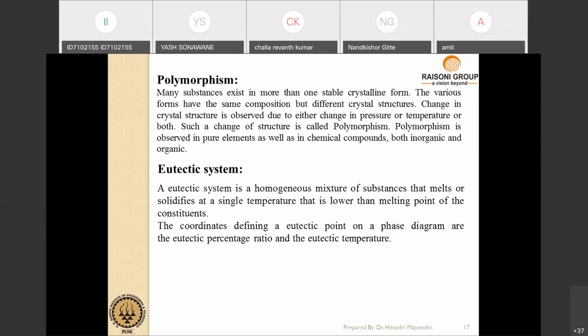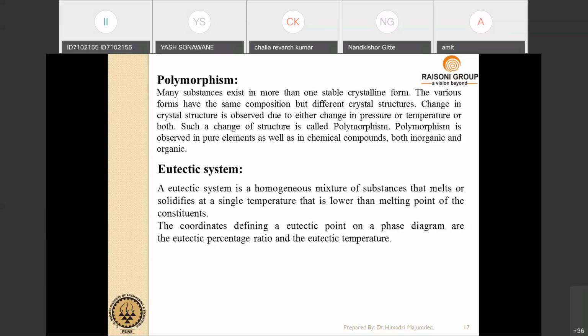So what is a eutectic system? It is a homogeneous mixture of substances that melts or solidifies at a single temperature, and that temperature is lower than the melting point of the constituents. The more we read about this eutectic system, the clearer the idea will become.